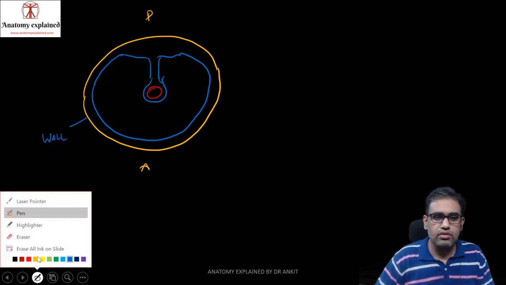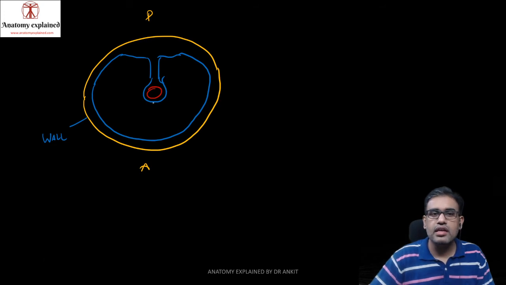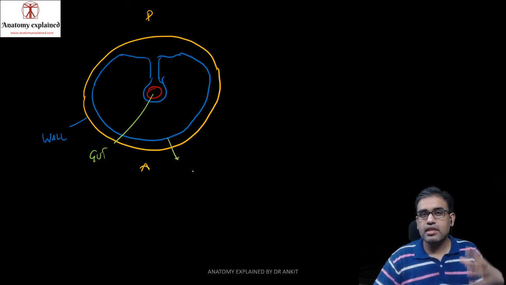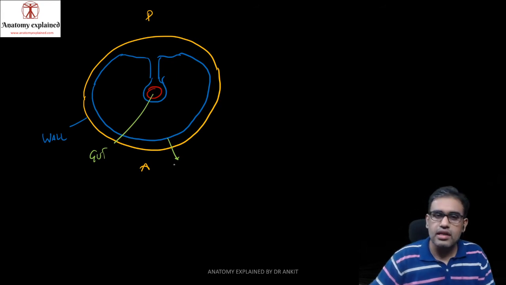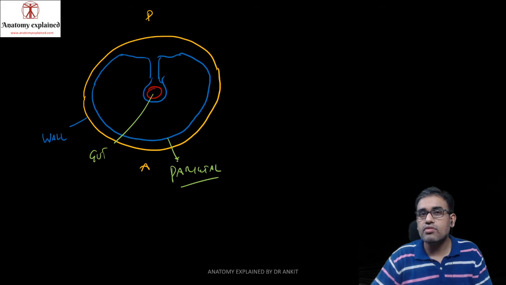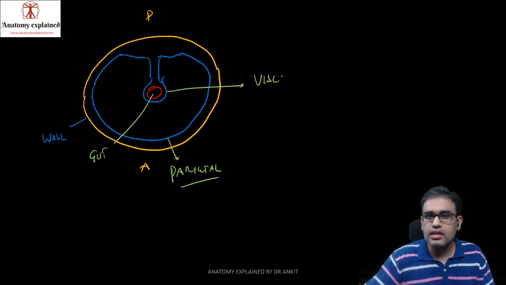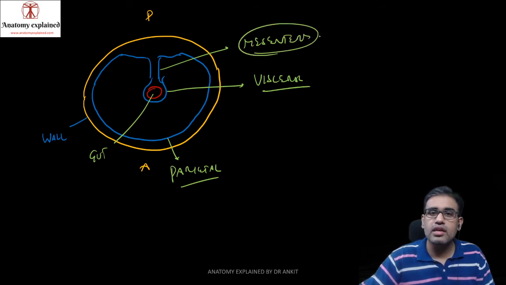If we try to label it again, this was our gut, that was the wall already labeled. This part of the peritoneum, which is close to the outside, remember that balloon and that fist, that is going to be your parietal layer, because it is just inside the wall. This part of the peritoneum which is surrounding the gut, that is your visceral peritoneum, and this double layered fold is known as a mesentery. It is always a double layered fold. We can call it a mesentery.